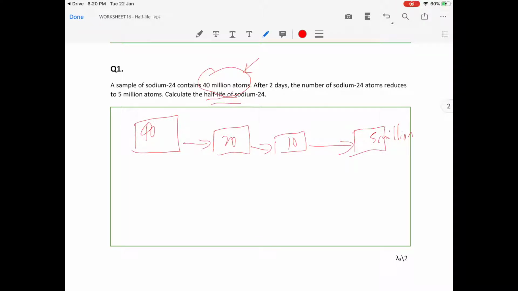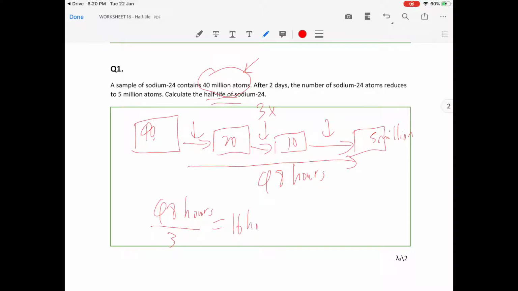Okay, so 2 days is how many hours? 2 days is 48 hours. So from the initial 40 million atoms to the final one, there were 48 hours. How many arrows do we have? Okay, it's very simple, this method. So count the arrows. It's 3 arrows. So I'm going to divide 48 hours by 3, and I'll get 16 hours. So the half-life of sodium or natrium is actually 16 hours. You don't believe me, you can try yourself. So it's 16, 16, 16, 48.